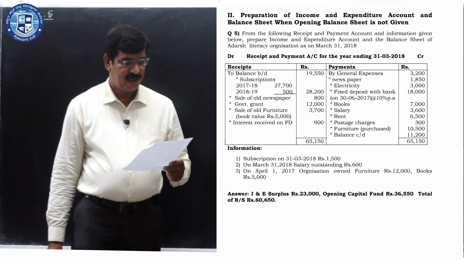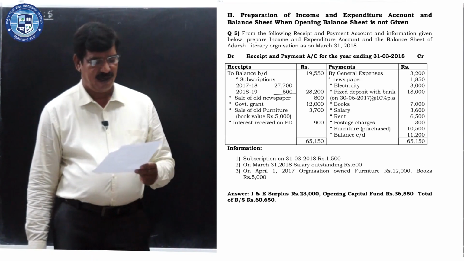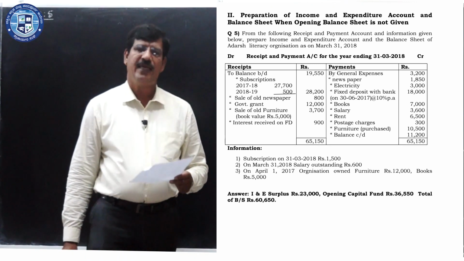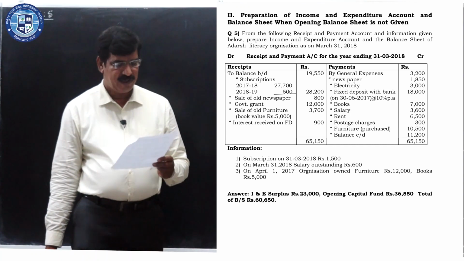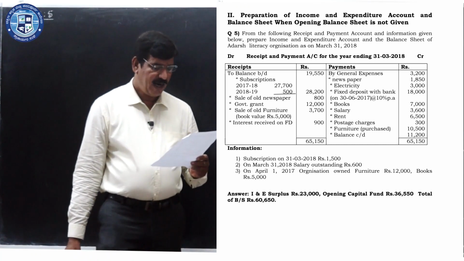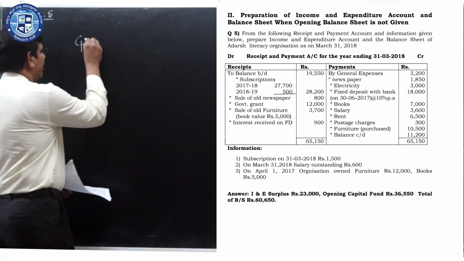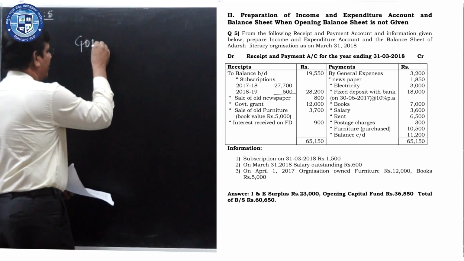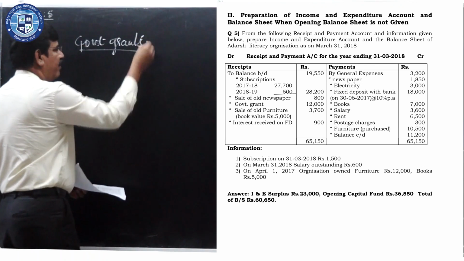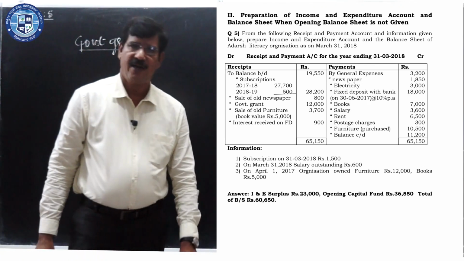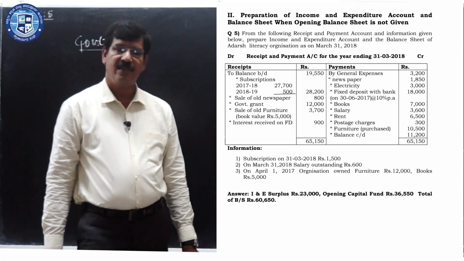Subscription 2017-18 and 18-19. 17-18 is the current year subscription and 18-19 is the advance subscription for next year. Sale of old newspaper is regular revenue income, so it has to be entered in the income and expenditure account. Government grant, see, government grants are given. Whenever there is a government grant, we have to treat them according to the instruction.